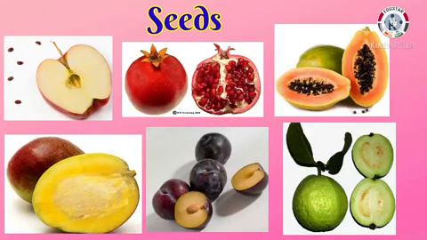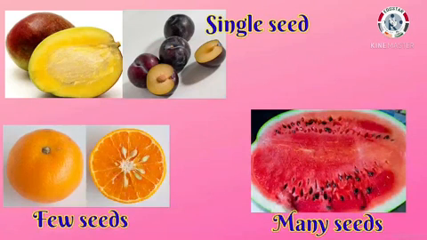Most fruits have seeds inside them. The fruits protect the seeds. Now let's see about the seeds. Seeds are present inside the fruits. Some fruits have one seed. Some have a few seeds, while some fruits have many seeds. For example, plum and mango have a single seed. Orange has a few seeds and a watermelon has many seeds.